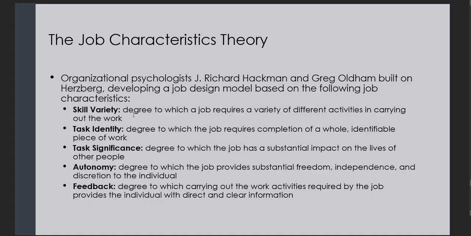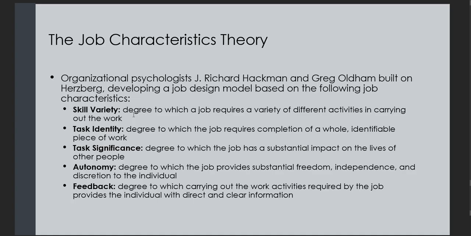Organizational psychologists like Hackman and Oldham developed a job design model based on 5 characteristics. Skill variety: the degree to which a job requires a variety of different activities in carrying out work. Task identity: the degree to which the job requires completion of a whole, identifiable piece of work. Then you have task significance: the degree to which the job has a substantial impact on the lives of other people.